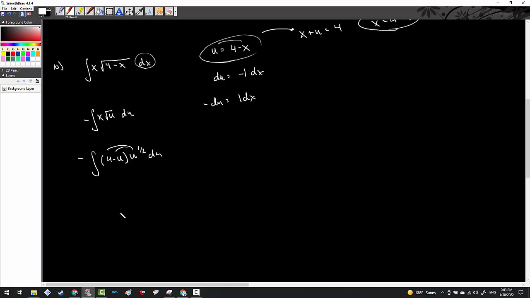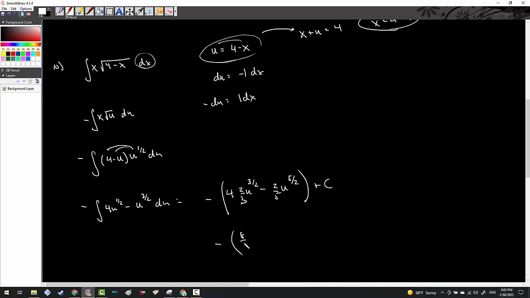This can distribute in. I end up with negative integral of 4u to the 1/2 minus u to the 3/2 du. And now I've got the negative total integral of 4u to the 3/2 times 2/3 minus u to the 5/2 times 2/5 plus c. So the negative version of 8/3, and what was u the whole time? 4 minus x to the 3/2 minus 2/5 times 4 minus x to the 5/2, and then plus c, like that. And there you have it.